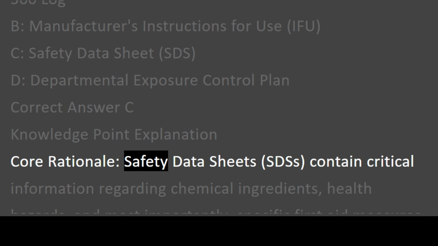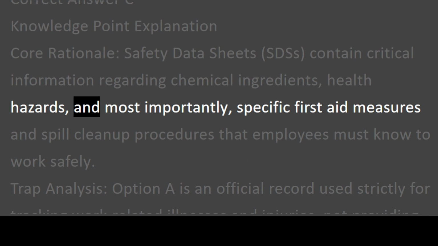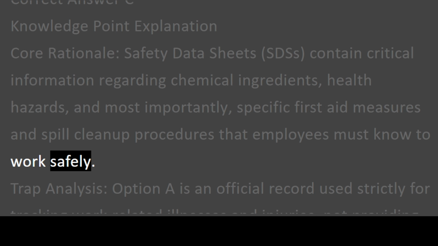Core rationale. Safety data sheets, SDSs, contain critical information regarding chemical ingredients, health hazards, and most importantly, specific first aid measures and spill cleanup procedures that employees must know to work safely.